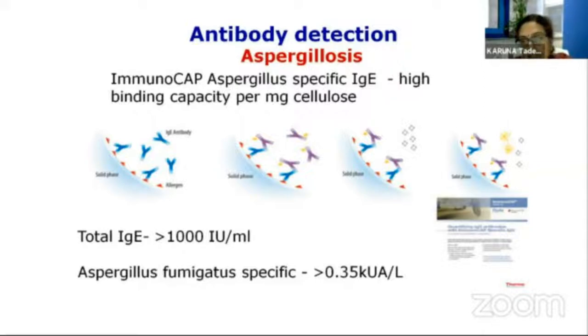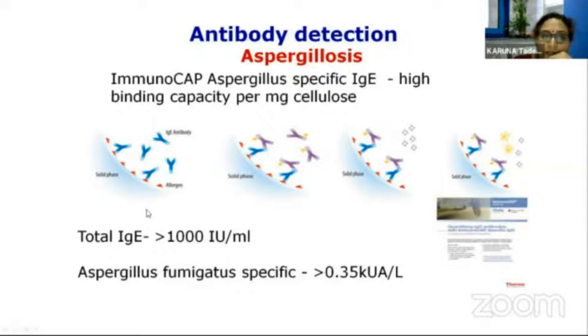Now, because the machines provided in India have now become old models, and there is no supply of resources or reagents, many centers are unable to do this ImmunoCAP specific for IgE. Even for IgG, if we want to detect it, it is only for research purposes. Because these equipments and reagents are very costly, it has been a lot of struggle to perform this test on a routine basis. Total IgE of more than 1,000 international units per ml is very significant. And in case of Aspergillus fumigatus, usually it is more than 0.35 KUA per liter.